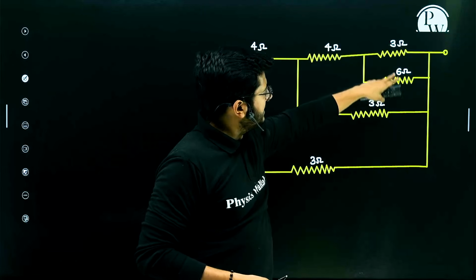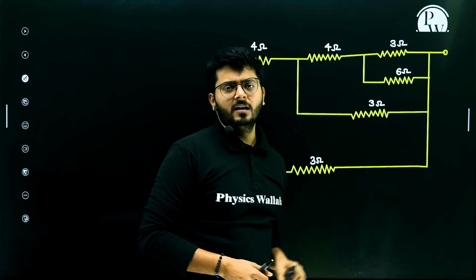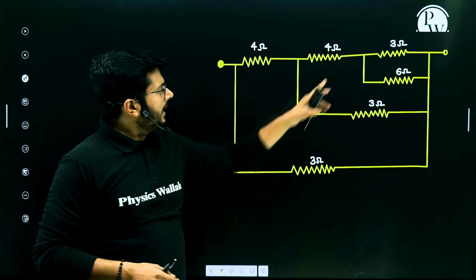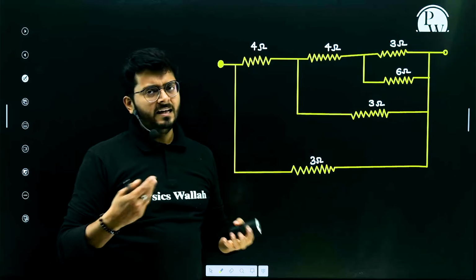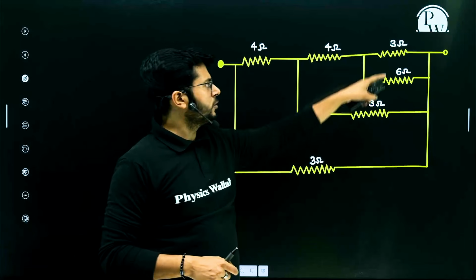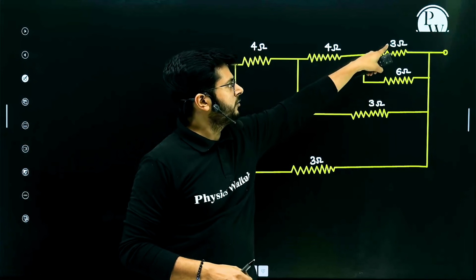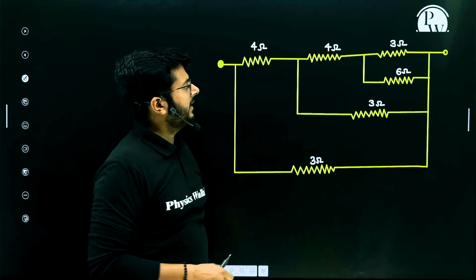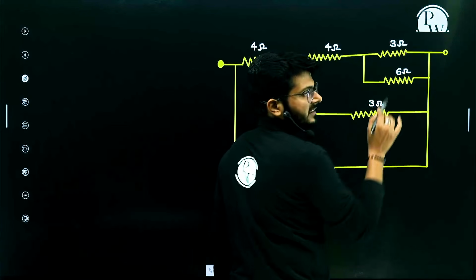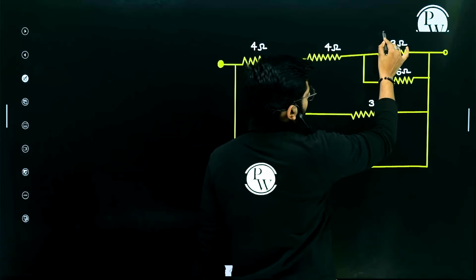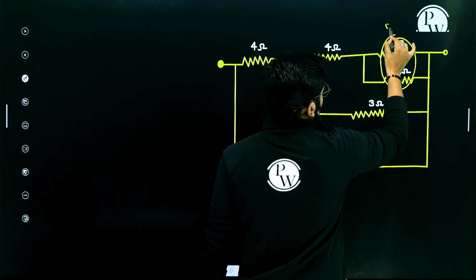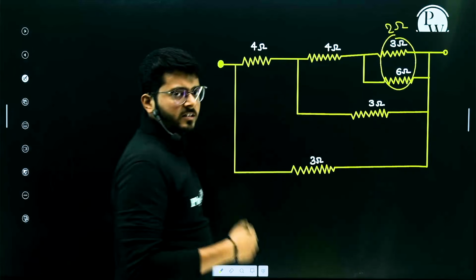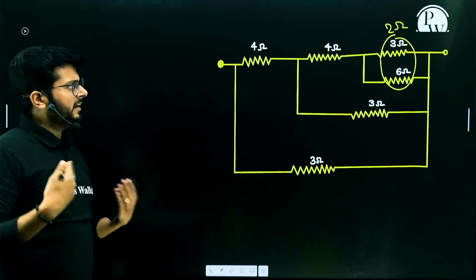Right, here you can again see that two elements are in parallel with one another. If two resistors are not the same and they are in parallel, the net resistance of those two will be R1 R2 upon R1 plus R2. 3 into 6 upon 3 plus 6, so 18 by 9, which is 2 ohm. So the net resistance of these two will be 2 ohm. You see that remembering basic formulas increases your speed.